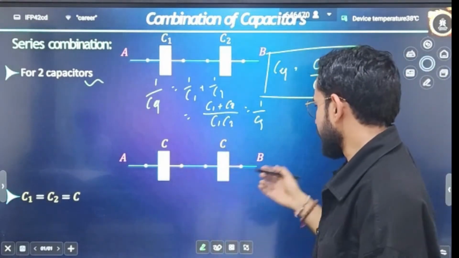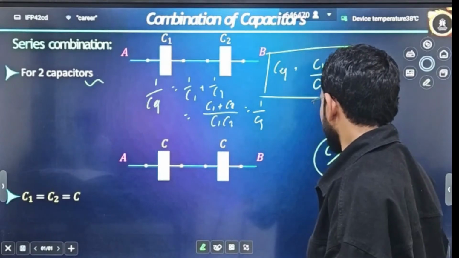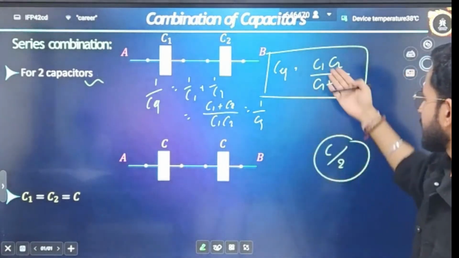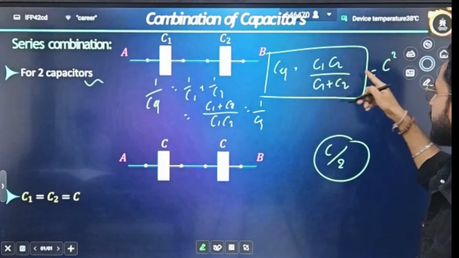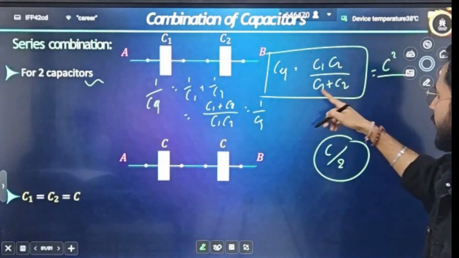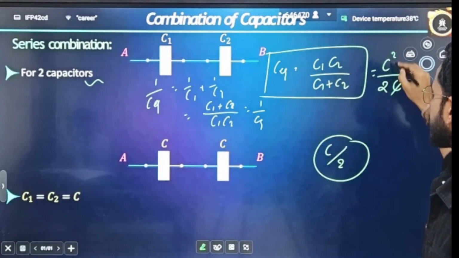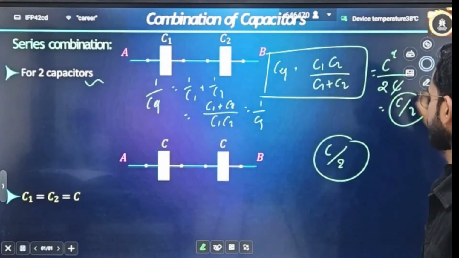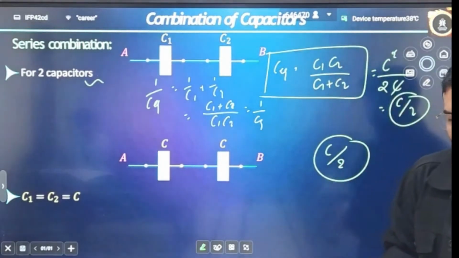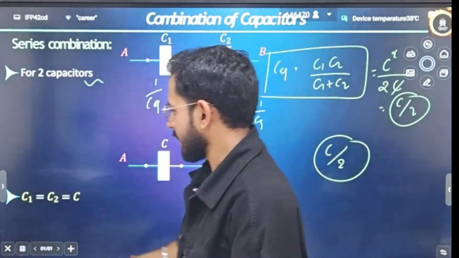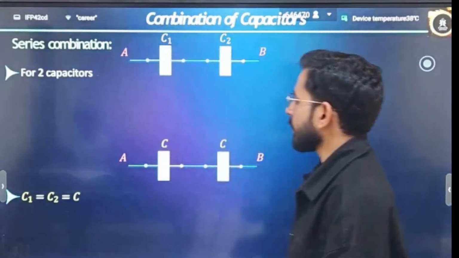And if the magnitudes are the same, it simply becomes C by 2. Just make it half. How? C1 C2 eventually becomes C square if C1 and C2 are equal, and C1 plus C2 becomes 2C. C cancels, and it eventually becomes C by 2. So these two basic and direct results you should always remember.